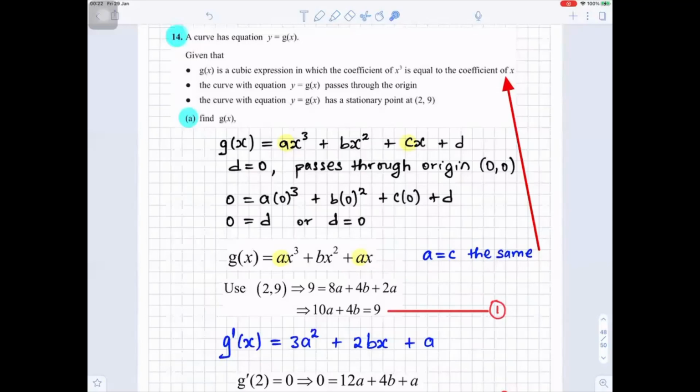So the first thing we want to do is, g of x is ax cubed plus bx squared plus cx plus d. d is equal to 0 because it passes through the origin. So if x is 0, y is 0. So that would be 0, 0, 0, and 0 there. So d would be 0.